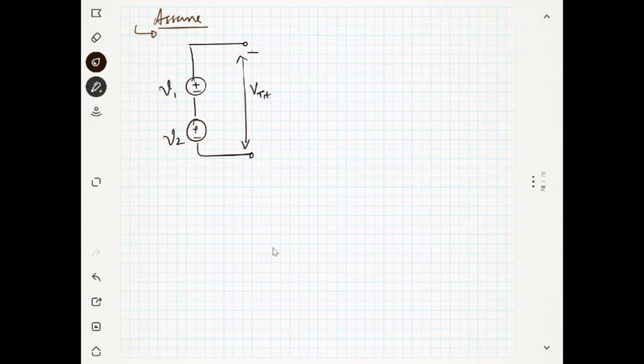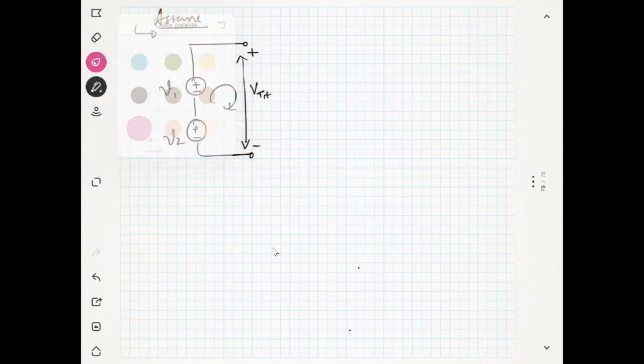I am just assigning some sign, positive and negative. You can assign any sign, positive or negative, whatever. If you assign a sign like this, and if you get a positive answer, then your assumption is correct. If you get a negative answer, the actual polarity will be just opposite to your assumption. Okay, now I will write the Kirchhoff law here.